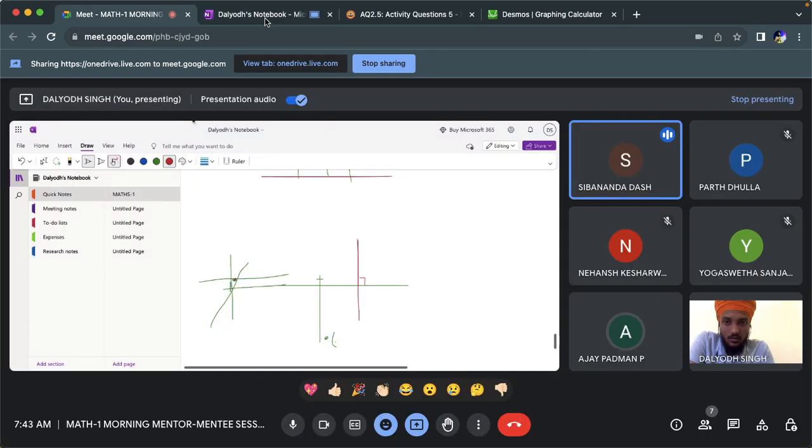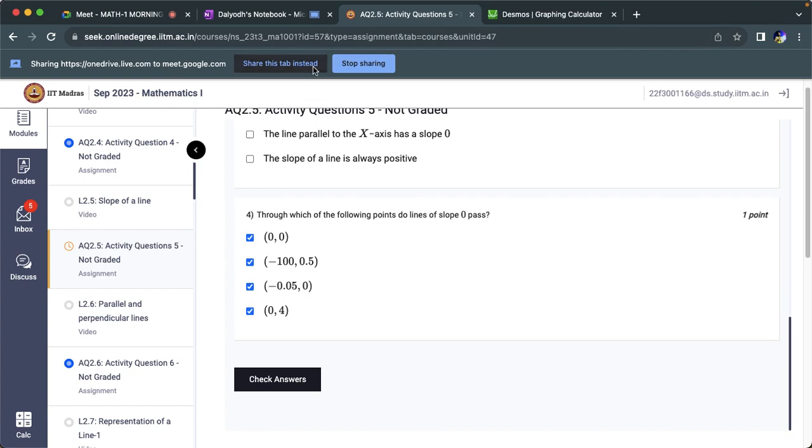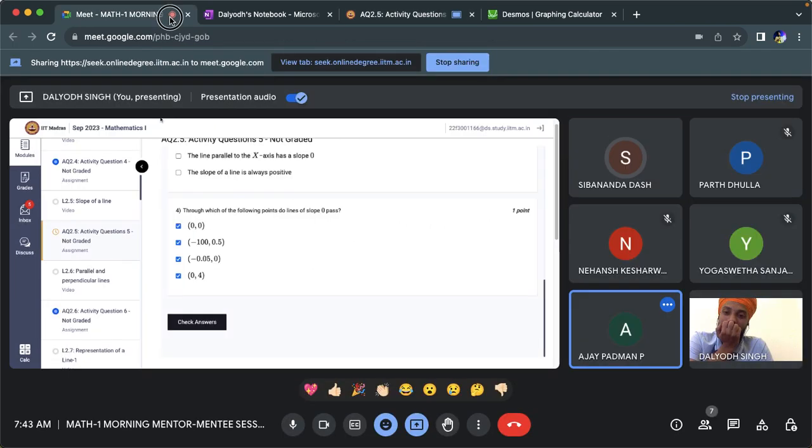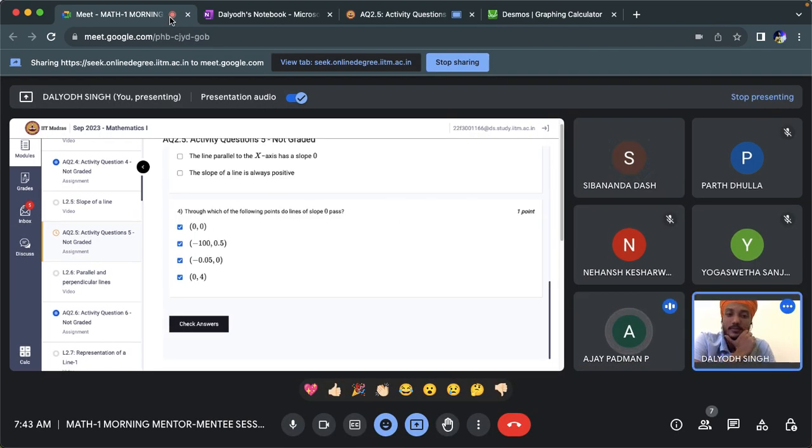So how can anybody say, or maybe you can prove, that it's a vertical line or a horizontal line? Anybody else, if you know the answer, please speak. I've asked my previous mentor also, he was not able to answer me properly. No, actually, they have asked which lines of slope zero pass through the points.